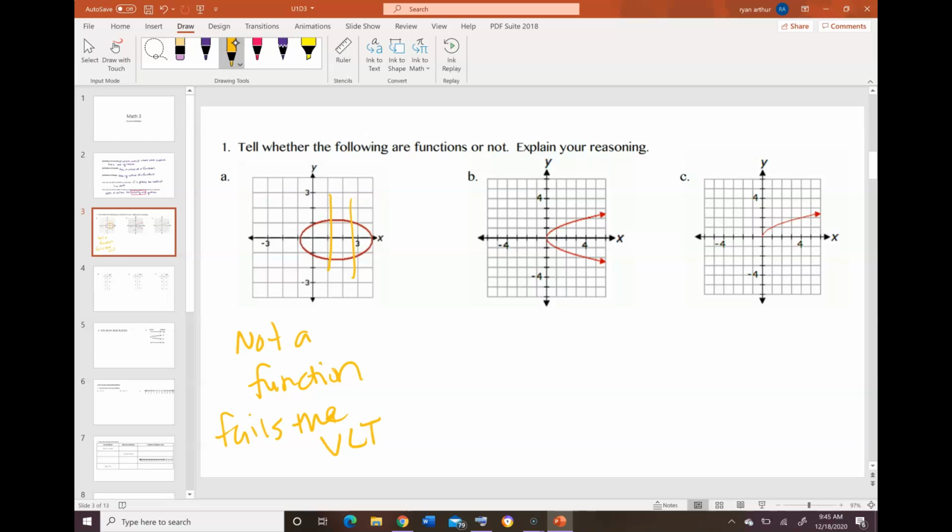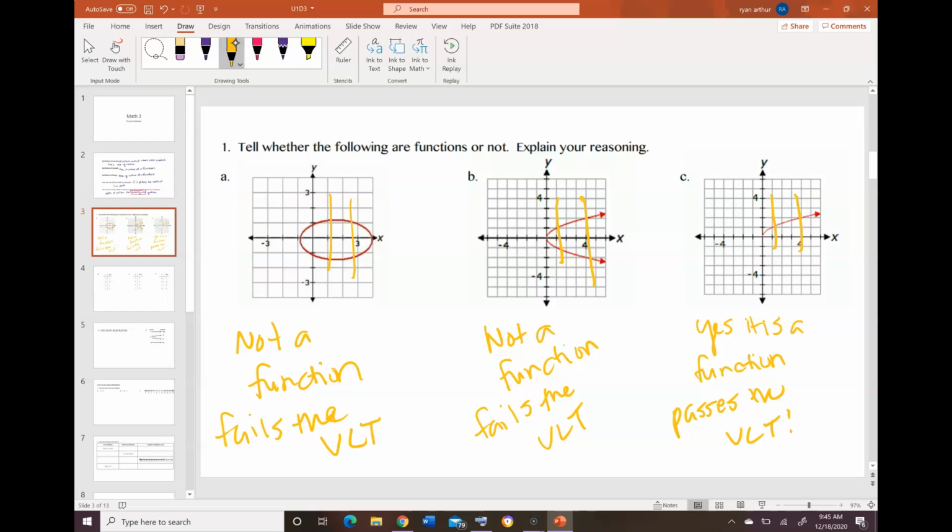Next one. Do another vertical line. It crosses it twice, and again crosses it twice. So again, this is not a function because it fails the vertical line test. Again, let's do it here. It hits it once, we're good. It hits it once again. So yes, this is a function, because it passes the vertical line test.